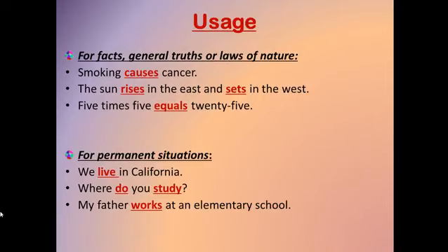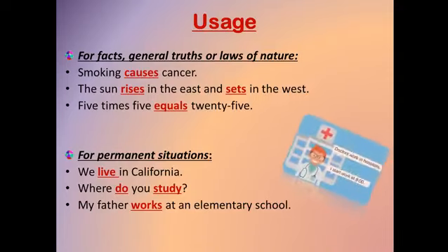Okay, so the third example, my father works at an elementary school. So this is also a permanent situation. This is where he works. He can never work, for example, at an elementary school for a day and the second day he is working at a hospital. Okay, so this is something permanent in his life. It doesn't change, or it takes a very long time for it to change. Okay, so the second thing we use the present simple for is for permanent situations, things that do not change in our lives or take a very long time to change.